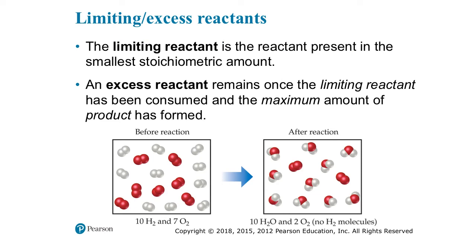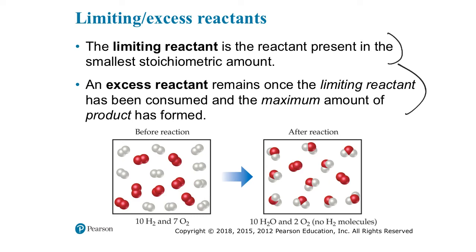So again, coming back to the discussion of limiting versus excess reactants, you can mix together whatever concoction of reactants you wish. It's just that if you don't mix together the perfect amount of your reactants, then one of them is going to be left over. We call that the excess reactant, the reactant that remains once the limiting reactant has been consumed. And the limiting reactant is the one present in the smallest stoichiometric amount. It's the one that's consumed in the reaction.